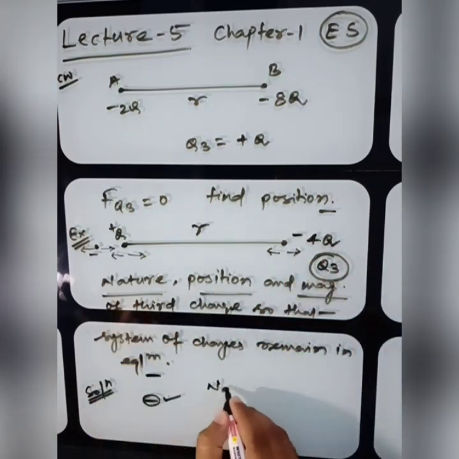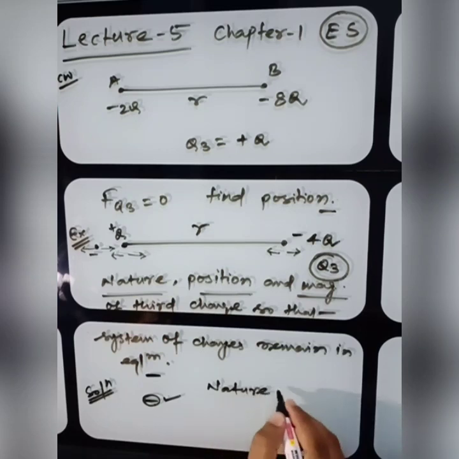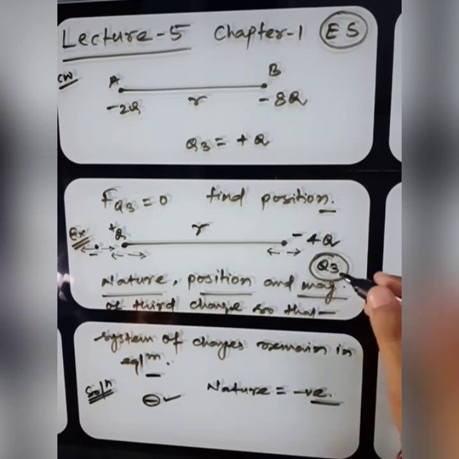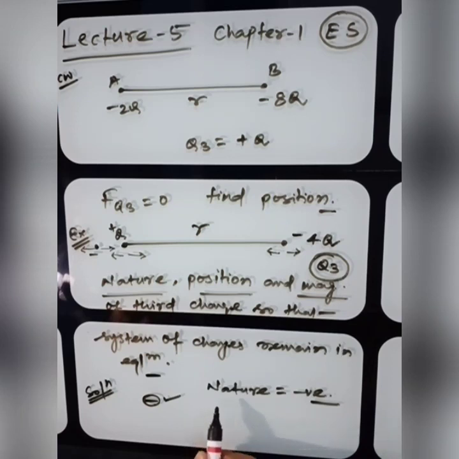So we find the nature: the nature is negative. I hope you understand. If you're not getting it, try to see the video again and again by moving back. Okay. Nature will be negative. Now try to find out the position.